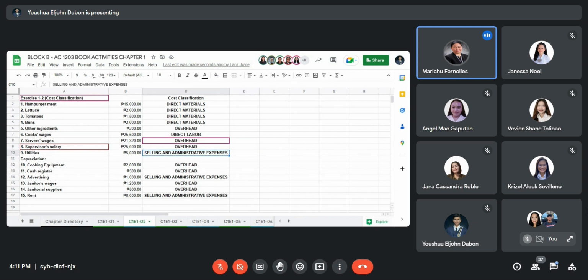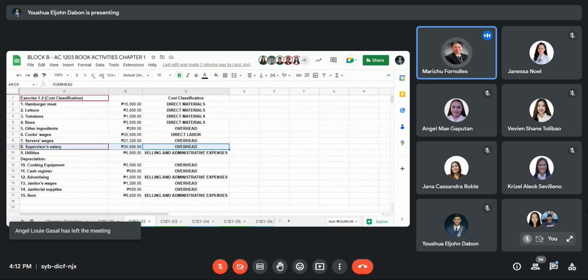Wait. Number 8. Number 7 is the supervisor's salary. So that's overhead. Why? Because it's an indirect labor cost. Supervisor's salary. Who is the supervisor in this case? Who supervises the burger house? It's Adiye, the owner himself, right?